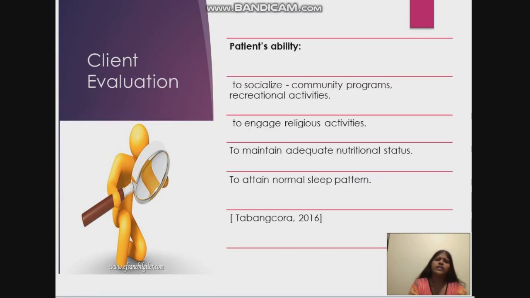We have to evaluate whether he is able to socialize with others, like whether he can participate in community programs, recreational activities, and whether he can engage in religious activities, etc. Patient's ability to maintain adequate nutritional status, patient's ability to attain normal sleep pattern.